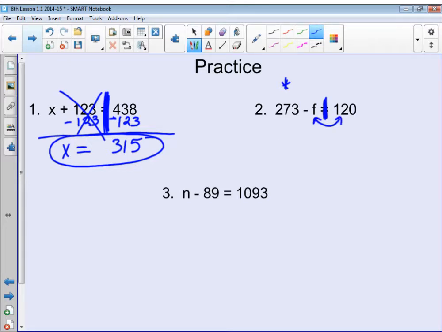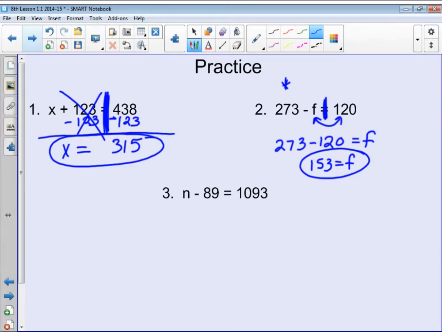Okay, so if I rewrite this, I get 273 minus 120. That's going to give me what f is. So 273 minus 120 is going to give me 153. So f equals 153 is what you should have gotten for number 2.